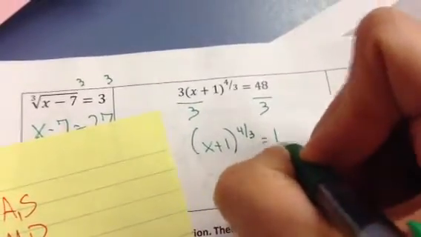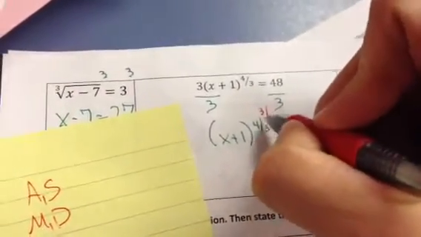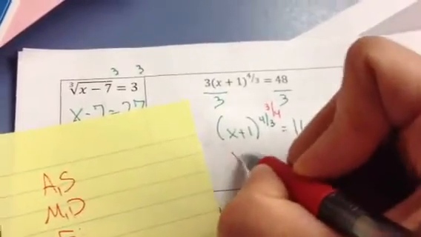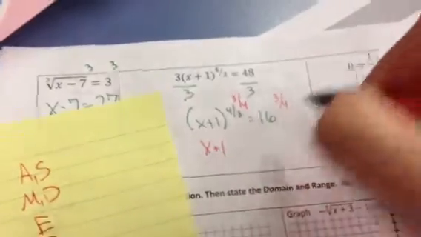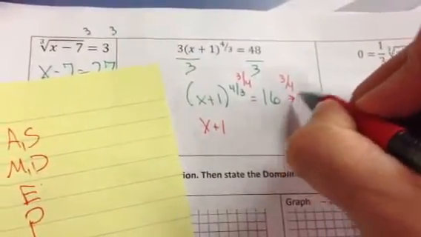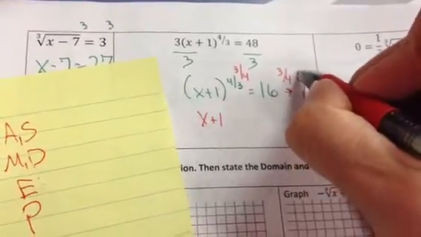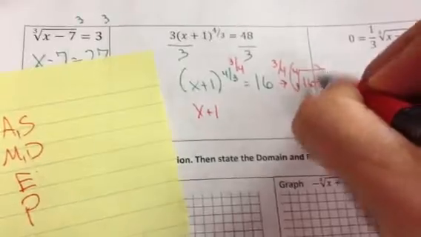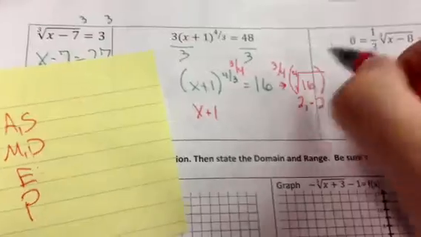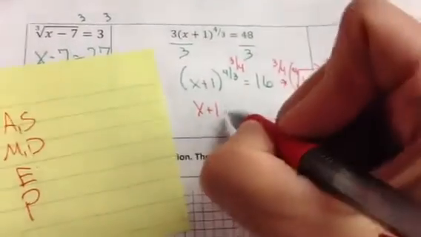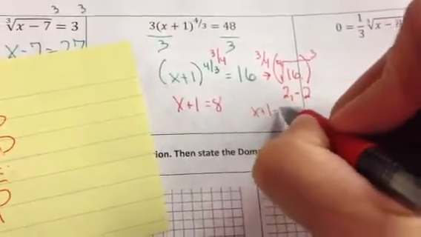And that gives me 16. And now to get rid of the 4/3 power, I'm going to take it to the 3/4 power. So that becomes 1 over 1. And then I'm just left with x plus 1. And then I'm going to take 16 to the 3/4 power, which again, you can type that into your calculator, but if you look at this as a radical, you'll really be taking the 4th root of 16, which is 2, and it's also negative 2, because it's an even root of a positive number, and then I'll be cubing those numbers, and 2 cubed is 8, but negative 2 cubed is negative 8.